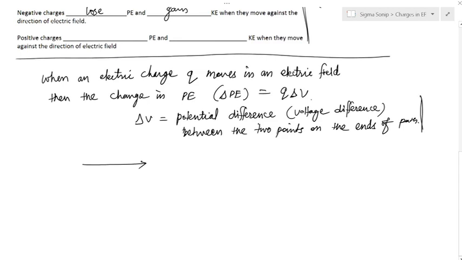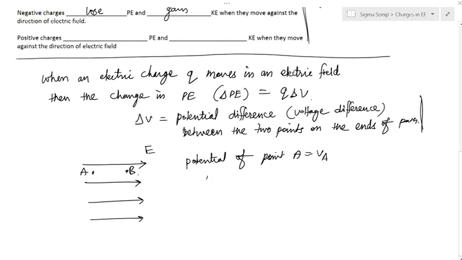look at this example. So I just go to the same example here. This is my electric field here, and these are the 2 points, point A and point B. The potential of point A is equal to VA, and likewise the potential of point B is equal to VB. And in this particular case, we also know that VA is greater than VB, because the electric field is always from high voltage to low voltage.